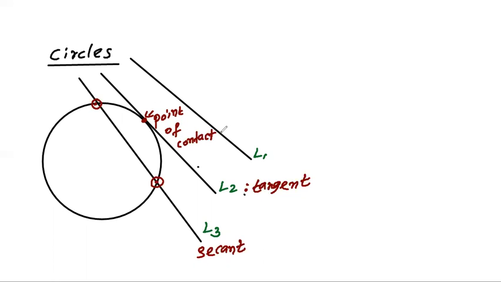For L1, there is no special name. For us, we need only L2, the tangent. So for the entire chapter, we are going to discuss the concept of tangent. So tangent means it is a straight line that touches exactly one point of a circle. That touching point between that tangent and the circle is known as point of contact.